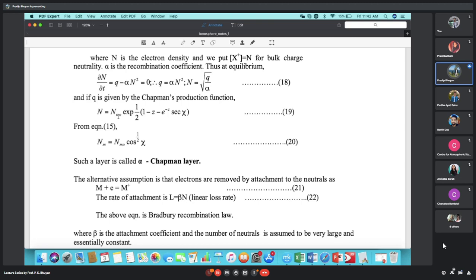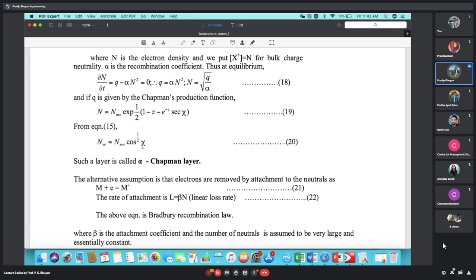So from equation 15, you can take Nm is equal to Nm naught cos chi raised to the power half. That means square root of cos chi. Okay. So such a layer is called alpha Chapman layer. There are two terms. I will come to the second term just now. Alpha Chapman. What is alpha Chapman? Alpha Chapman layer. You note this particular word, alpha Chapman layer.